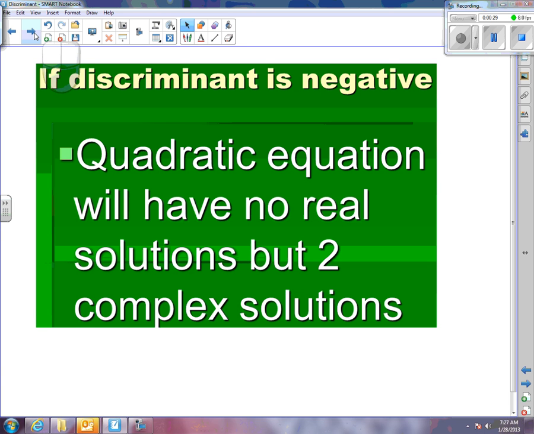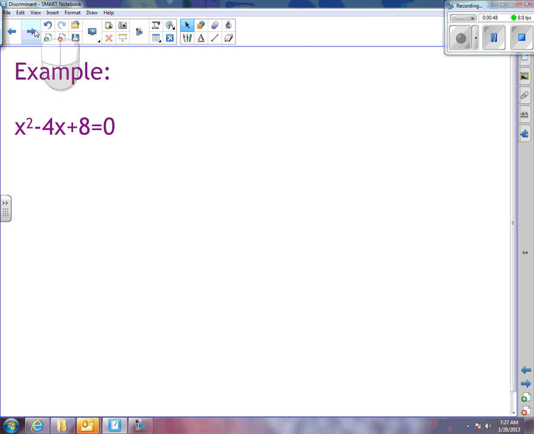So let's first deal with the discriminant is negative. So far we haven't dealt with any situations where that occurred yet. The reason for that is because if the discriminant is negative, then you don't have any real solutions to the equation. But you do have two complex solutions or two imaginary solutions. So let me give you an example of what that would look like.